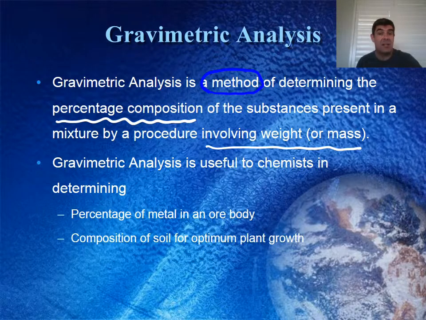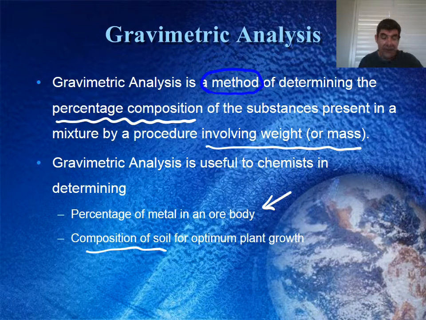Gravimetric analysis is a very useful technique to chemists and other scientists as well, particularly for determining things such as the percentage of a metal in an ore body. This can be very important economically to determine whether or not it is actually profitable to mine a particular ore. If the composition of the metal that's going to be extracted from that ore is very high, then that may be far more economic than if the value of that metal falls too low.